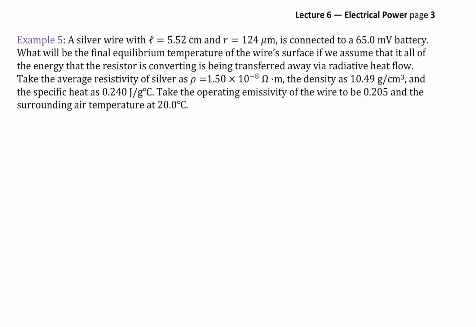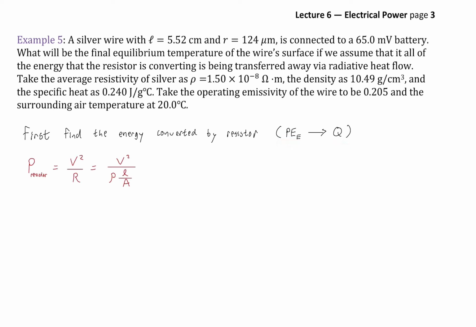Okay, so what does it look like? First define the energy converted by the resistor. This is just the potential energy to heat. So we'll start the way we started the last four problems. We'll say the power of the resistor is just voltage squared over resistance, because we have a voltage source. And we'll express the resistance as resistivity times length over cross-sectional area.